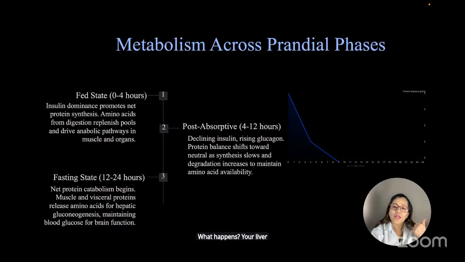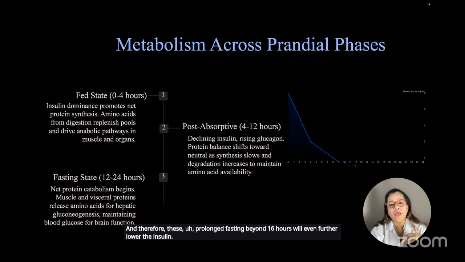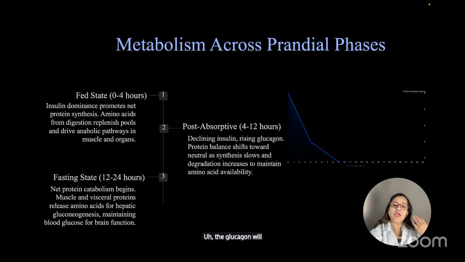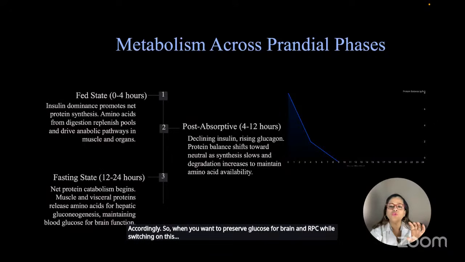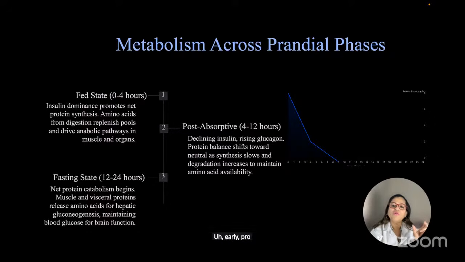Your liver glycogen maintains the glucose the brain requires, right? And therefore prolonged fasting beyond 16 hours will lower the insulin even further. The glucagon will be even higher, and it will also increase the cortisol accordingly. So you want to preserve glucose for the brain and RBC while switching on tissue fat. In early prolonged fasting, 1 or 2 days, you understand, a person is fasting because of a self mediated fast, or because the patient is not fed.